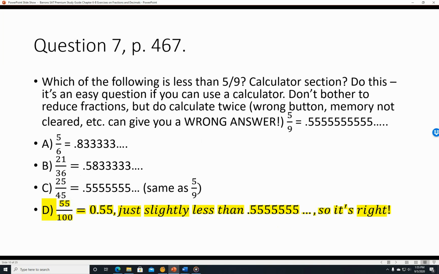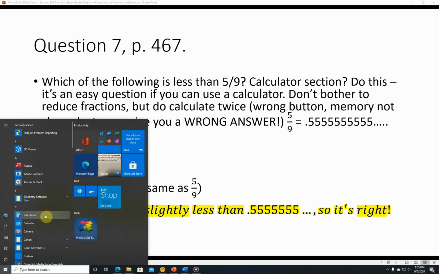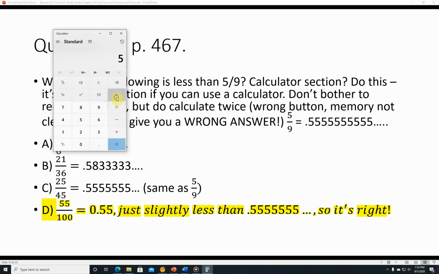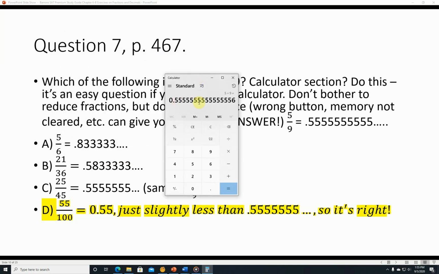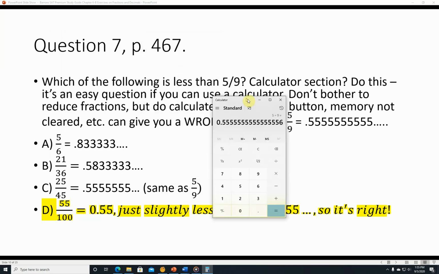Question 7, page 467. Okay, let's say you can use a calculator. Well, it's easy if you can use it. You don't have to bother to reduce the fractions, but you should calculate twice, because you might hit the wrong button, memory is not cleared, etc. So the first thing you want to do if you have a calculator is ask, what the heck is 5 over 9 in decimal form anyway? So it's 5 over 9, which is 0.5555555556. Okay, so it's really just 0.55555, and it just keeps repeating. It goes on forever. All right, so that's the number that we need.